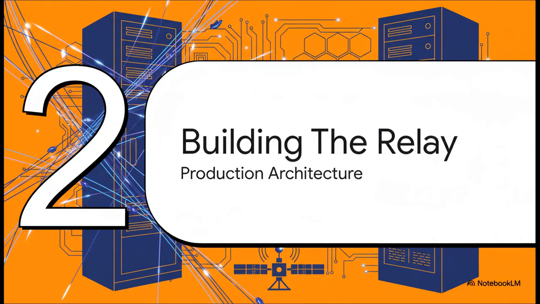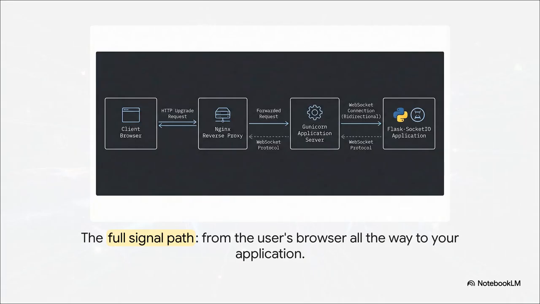Okay, so how do we build that superhighway? Well, it's all about setting up the right production architecture. So let's pull up the blueprint and take a look at how the signal is supposed to travel. And there it is, our galactic relay station in all its glory. Now, this diagram shows you the whole journey, the complete, sturdy path from a user's web browser all the way through our systems to the app itself, and then all the way back. Let's break this down piece by piece.